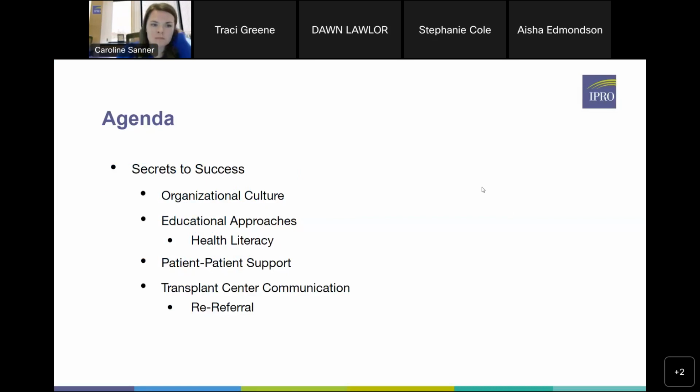So just a little bit of the agenda today: secrets to success, a little bit about the culture in Orange, our educational approach, including the importance of health literacy, patient-to-patient support and patient advocacy, and then our communication with our 2 transplant centers, and also our practices of re-referral. Next slide, please.